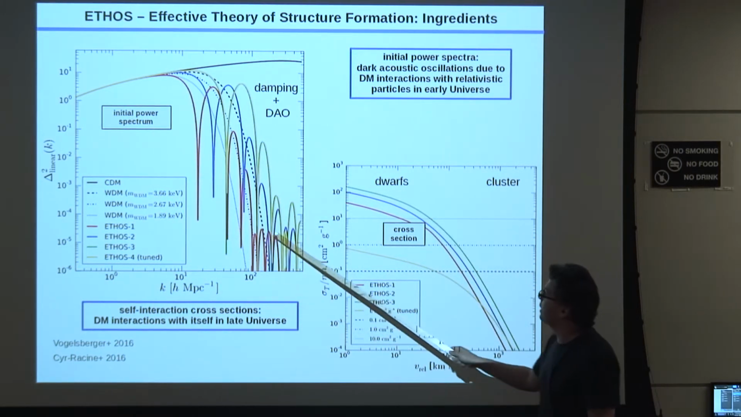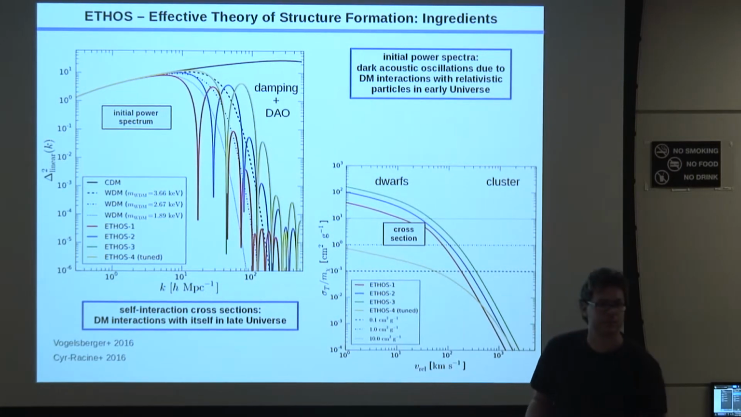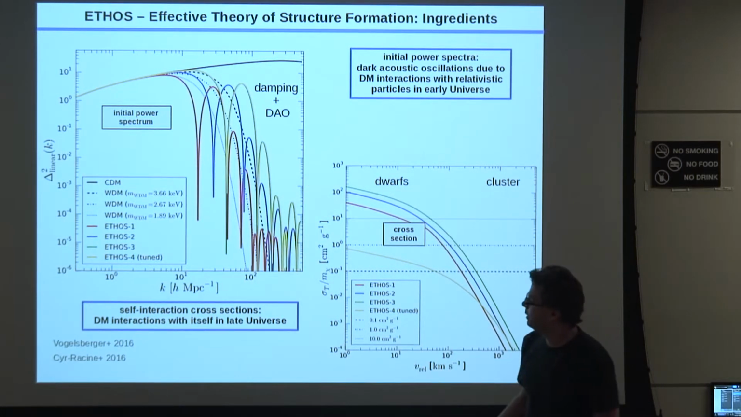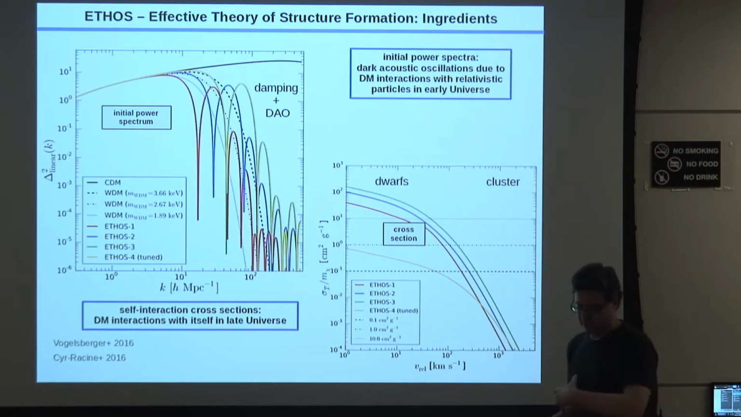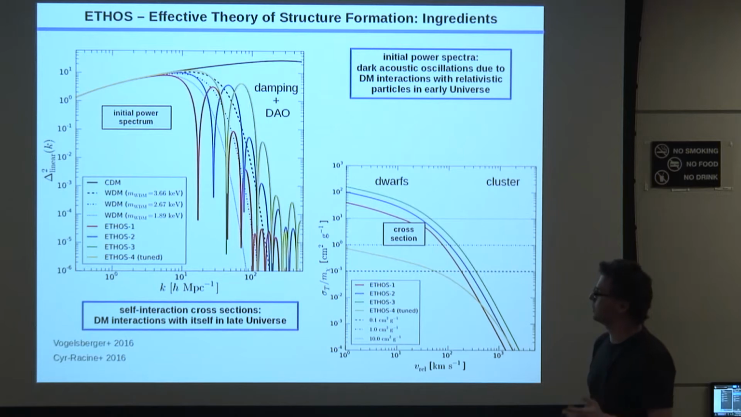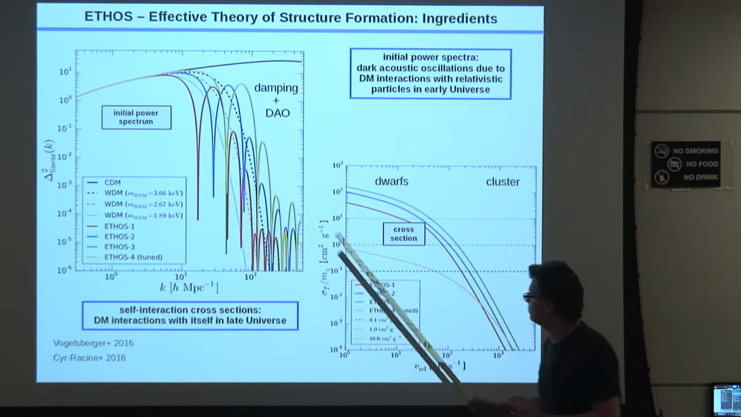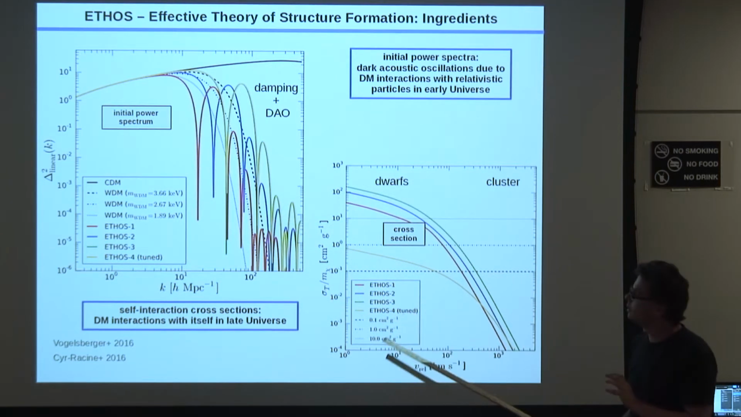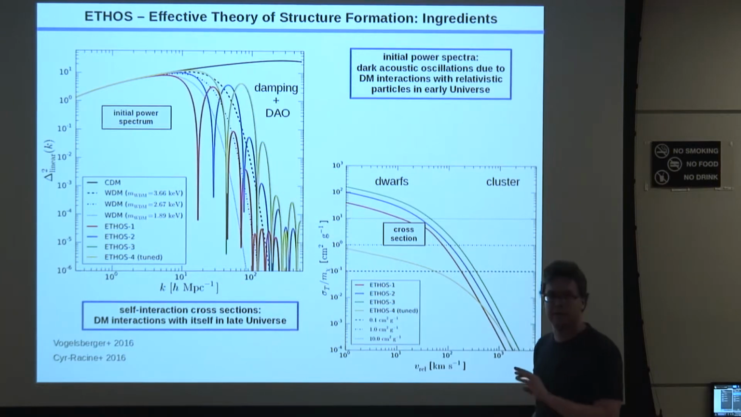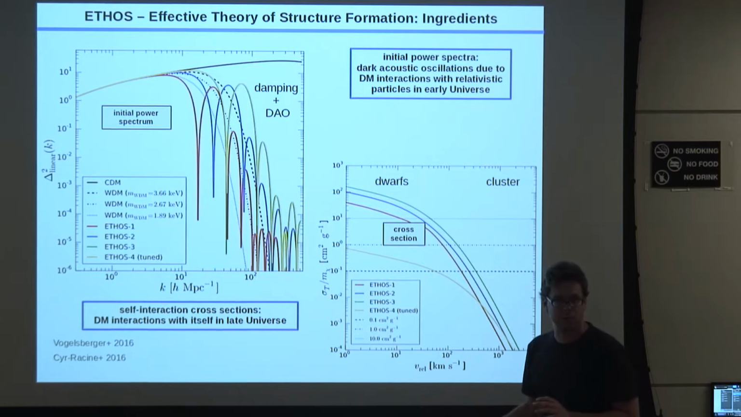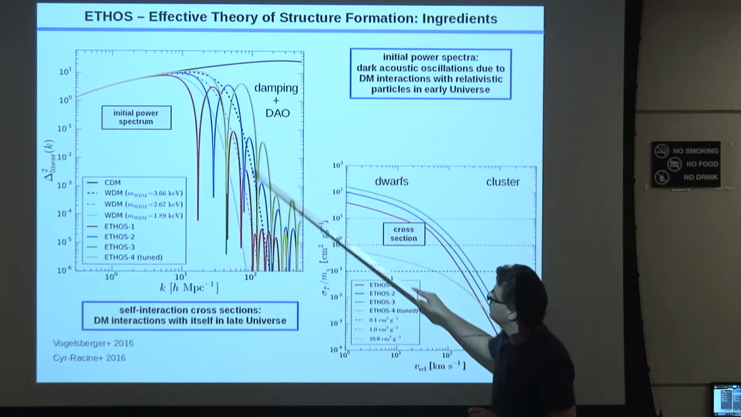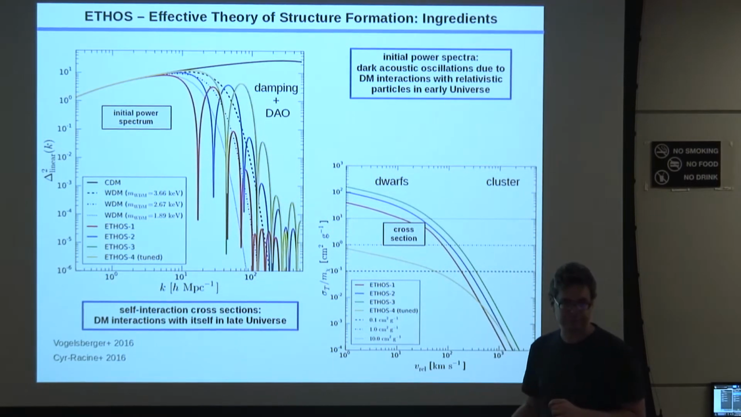And then you see these colored lines, which look very strange. These are from the ETHOS framework. The ETHOS framework is essentially an effective theory where you can take a large range of dark matter models, not arbitrary ones, and map them into an effective theory which just describes the initial power spectrum and the effective cross-section. These colored lines were taken from some of these ETHOS models. They have a similar general behavior to a warm dark matter model, but on top of that you have these oscillations.